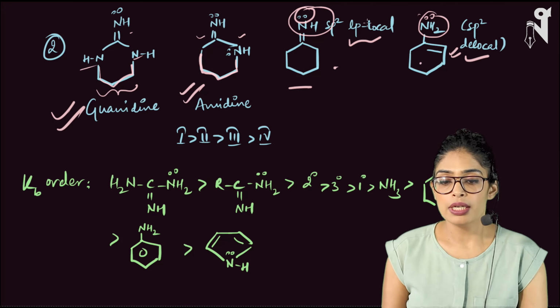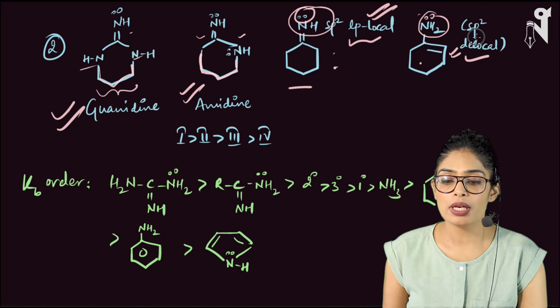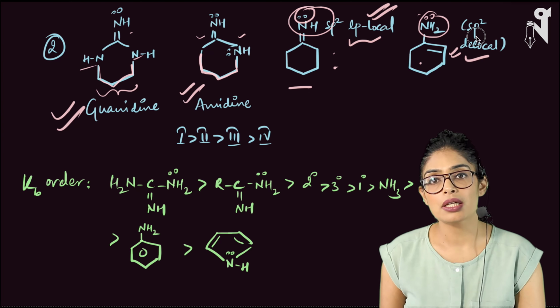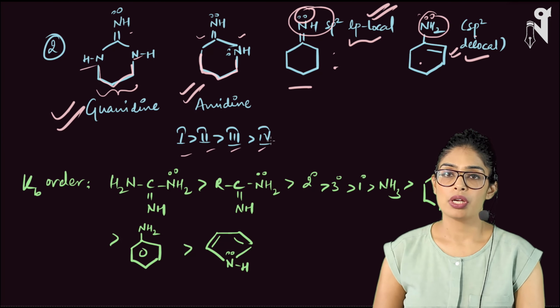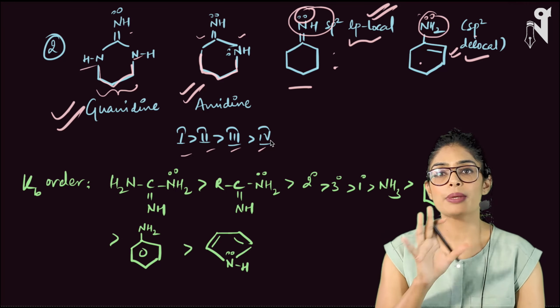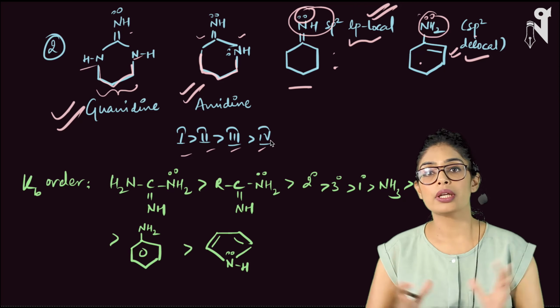Now out of these two, this is the localized one, the lone pair is localized, hence it will be more basic. This is the delocalized lone pair, hence it will be the least basic one. So the order is going to be 1, 2, 3 and 4. So that's how we find out the basic strength order even for the difficult looking or bulky looking nitrogen based compounds.